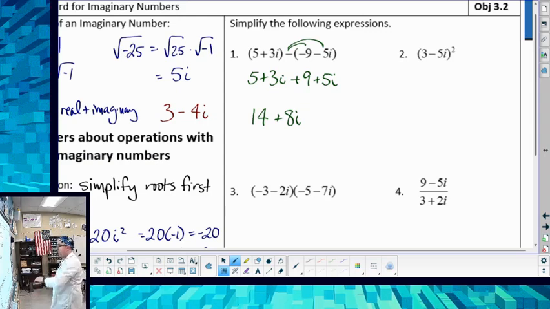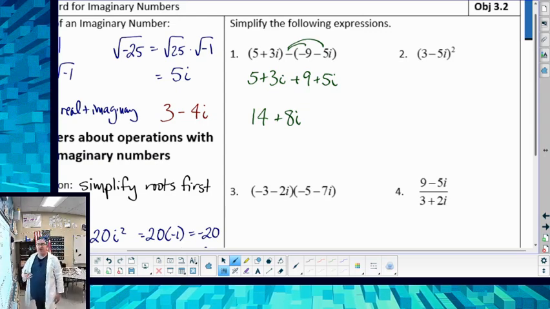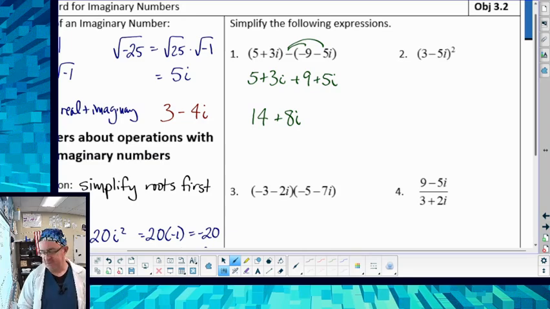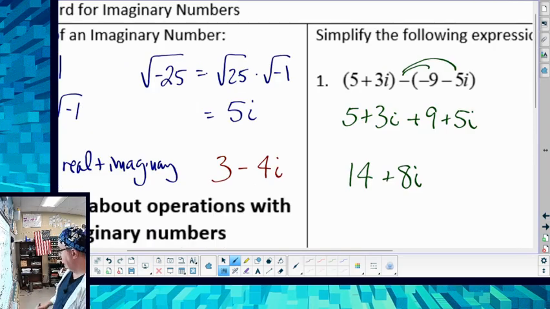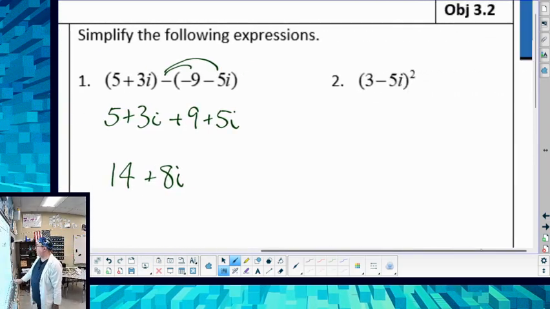The same thing is going to hold true for number 2. If you know the binomial squaring shortcuts, please go ahead and do that. If you would rather write them out side by side, also perfectly fine.